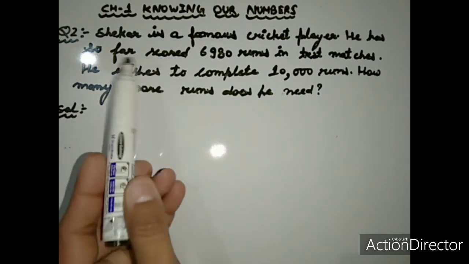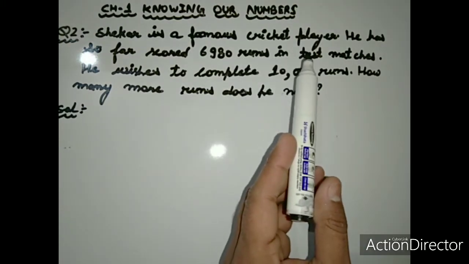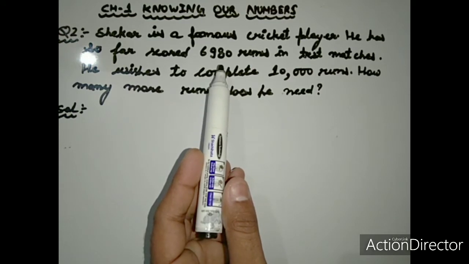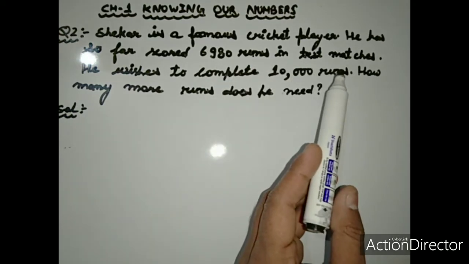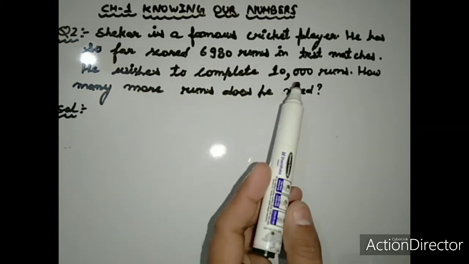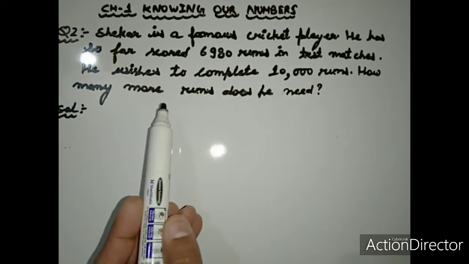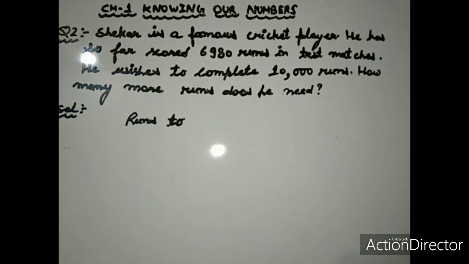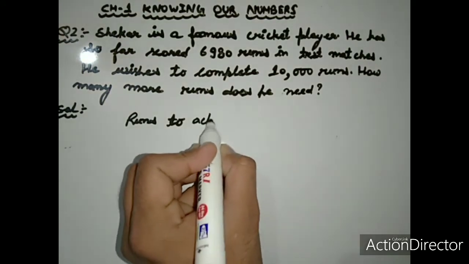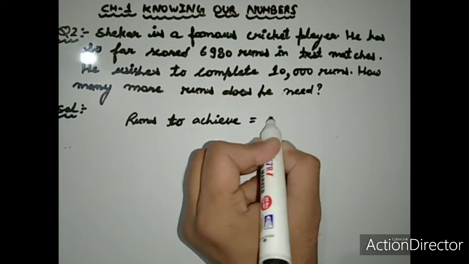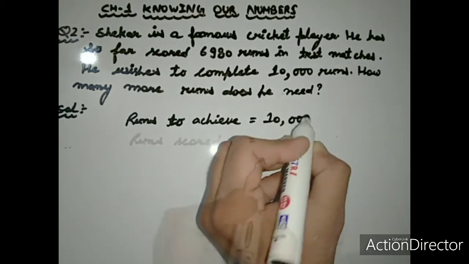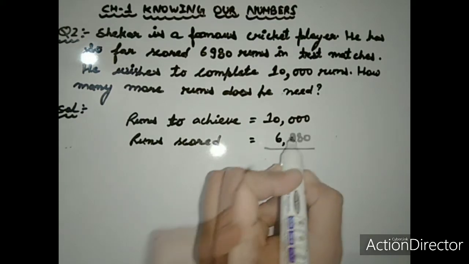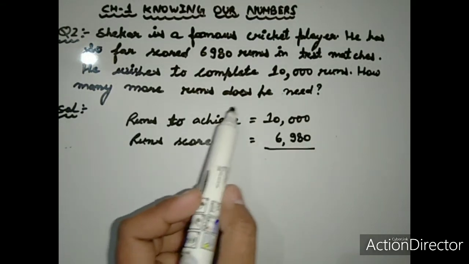So here the question is, Shekhar is a famous cricket player and he has so far scored 6,980 runs in test matches. He wishes to complete 10,000 runs. So how many more runs does he need? So here first we write runs to achieve equal to 10,000 runs. Runs scored by Shekhar are 6,980. So here we find how many more runs he needs.